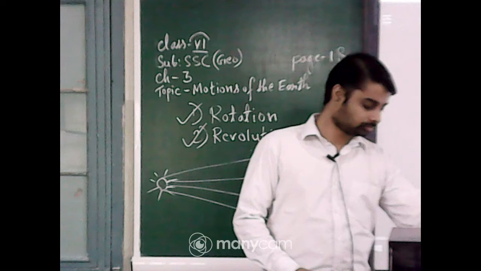Okay, so this is the circle of illumination, remember. Now, what would happen if the rotation was not present? The portion of the earth facing the sun would always experience day, and the side opposite from the sun would always experience night.